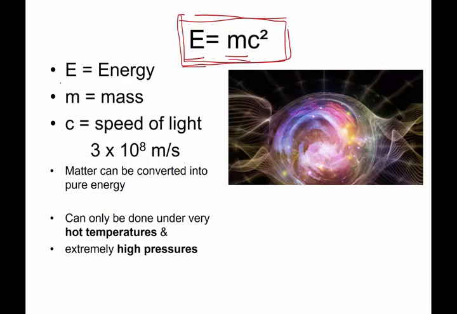In this equation, E stands for energy, m stands for mass, and little c stands for the speed of light. The speed of light is the fastest thing that we know about. It's a very big number, 3 times 10 to the 8th meters per second, or over 180,000 miles per second.